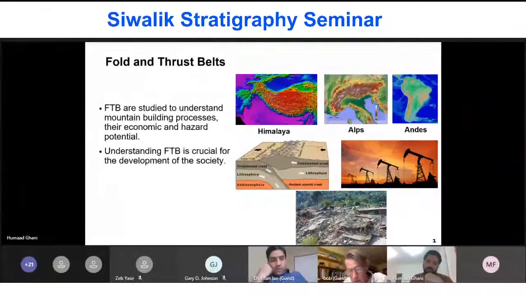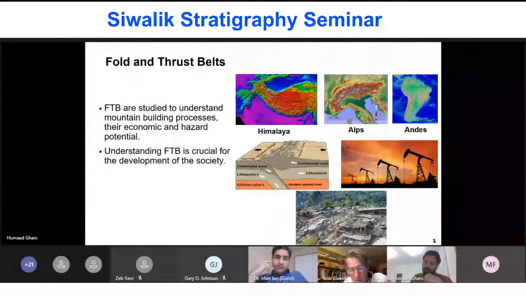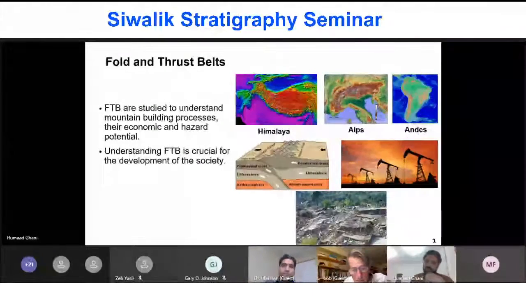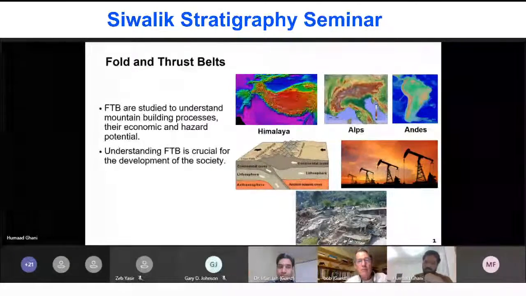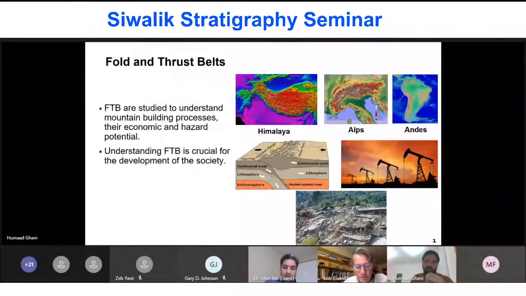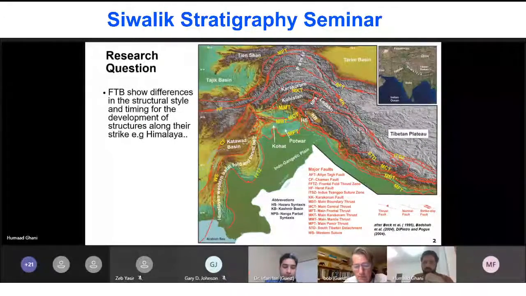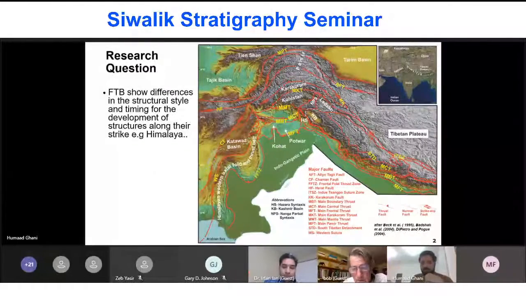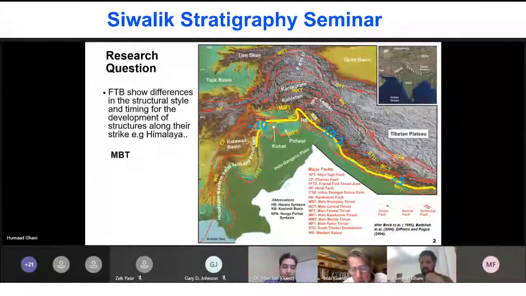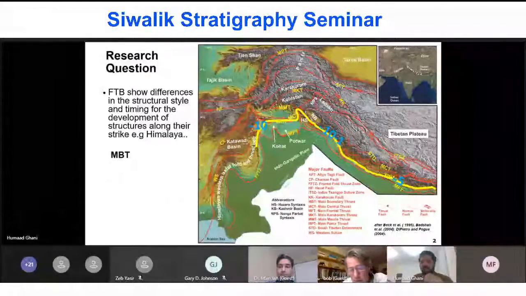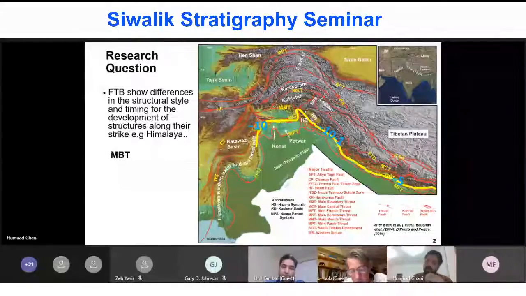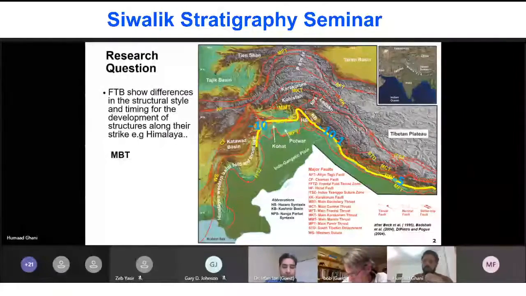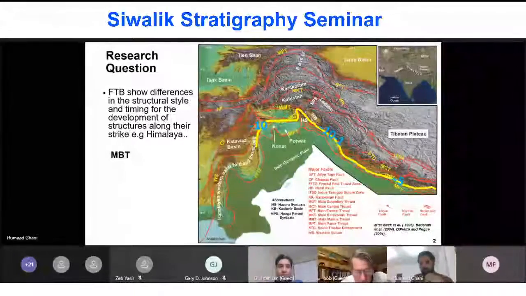Rupture on the intercontinental faults brought huge devastation for the society. So understanding fold and thrust belts is not only crucial in terms of economics, but also really important for the sustainability of society. So coming to science, fold and thrust belts show differences in structural style along and across their strike. For example, in this case, the Main Boundary Thrust is one of the major thrusts in the Himalayas. It shows around 5 million year activation in the central Himalaya, and the first activation around 10, 11 million years in the northwestern and western Himalaya. And in the new data, we came to know that this fault was reactivated in several phases after its first evolution.